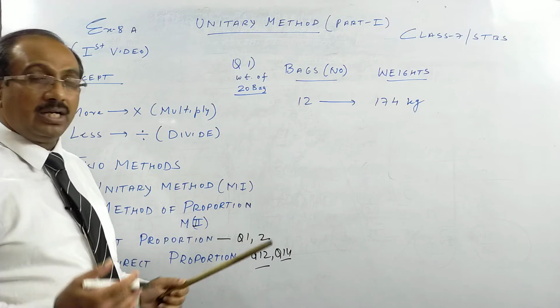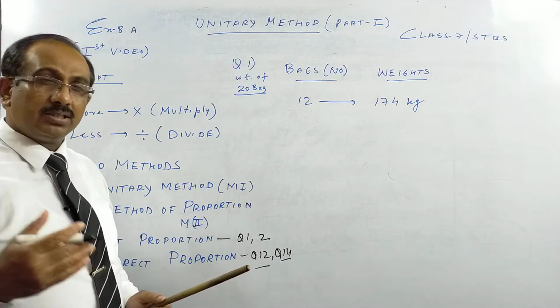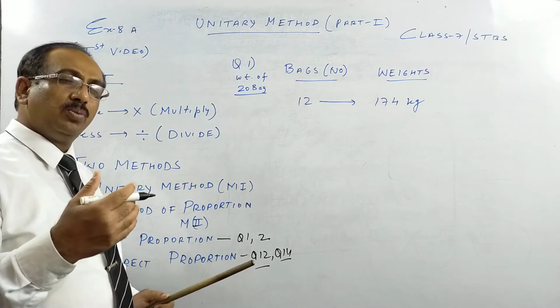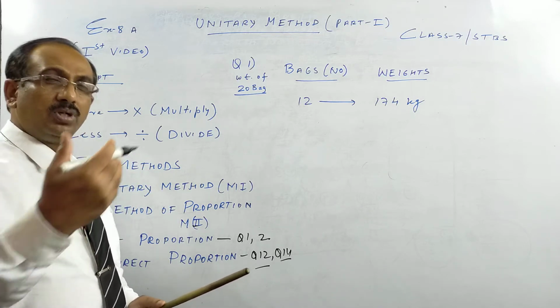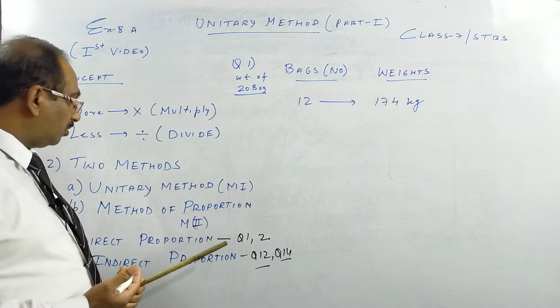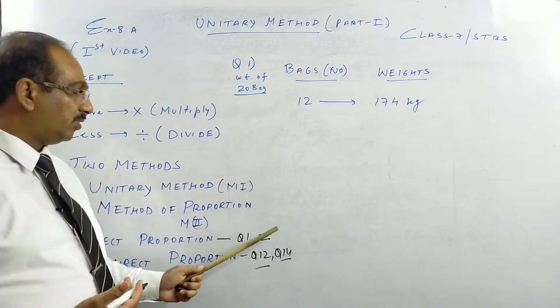So while teaching I will tell you, here one increases. Suppose you buy 5 chocolates for 20 rupees. 10 chocolates will cost 40 rupees. More the number of chocolates, more is the cost. Okay, so that is called direct proportion, which I will do in question 1 and 2.